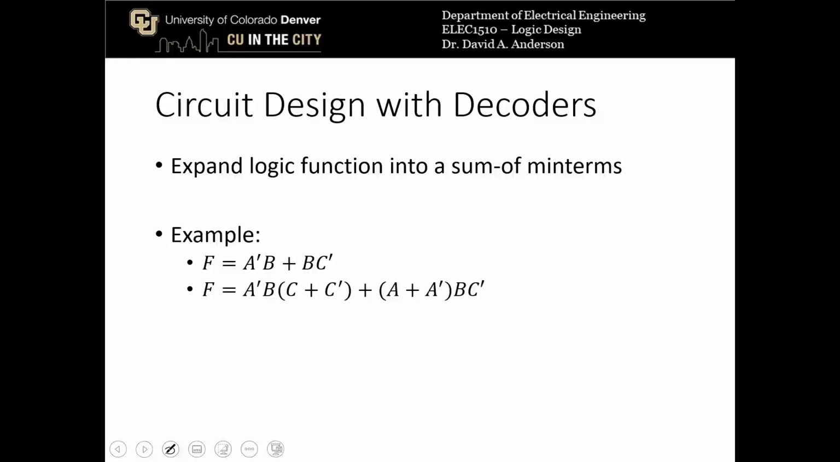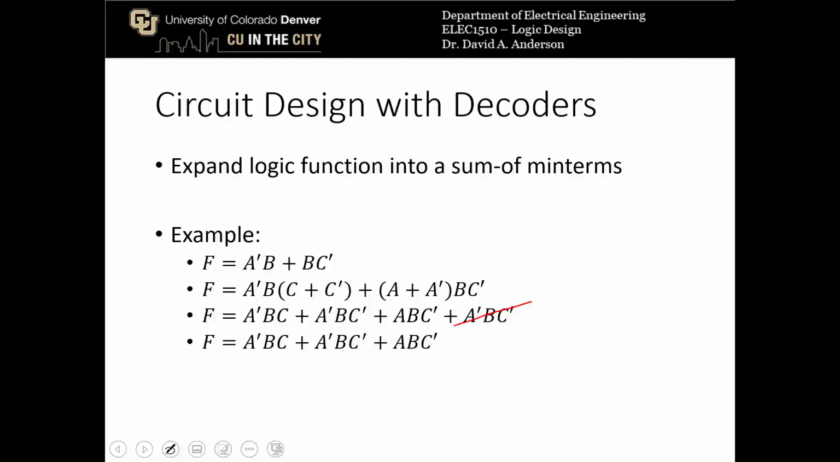So we need to add in the missing terms from each product term. So in the first term, we add in c or c prime, and in the second term, we add in a or a prime, and then distribute those to get a prime bc plus a prime bc prime plus a bc prime plus a prime bc prime. We already had this term, so we get rid of it. And this is our function. We have 3 minterms there. And so we can write this function f as the sum of minterms 2, 3, and 6. This is minterm 2, this is minterm 3, and this is minterm 6.